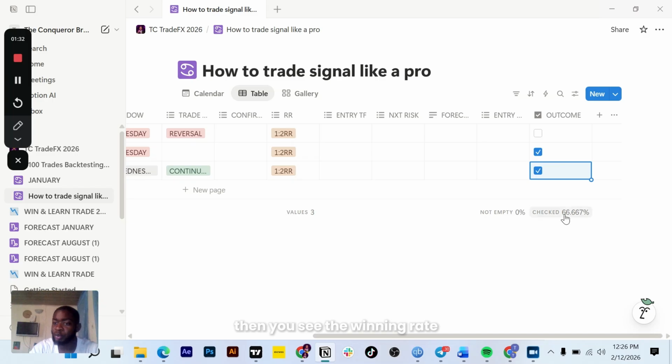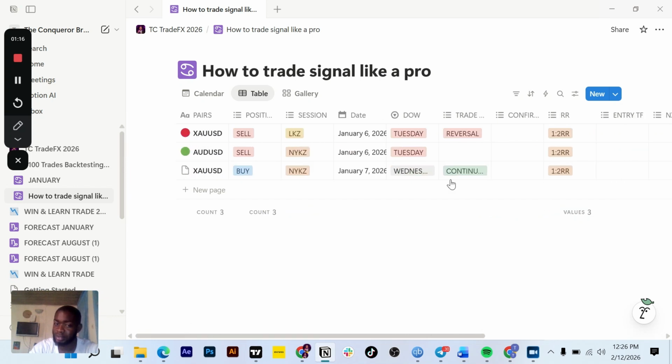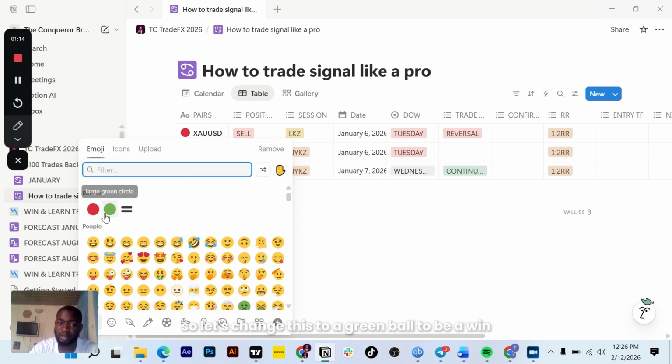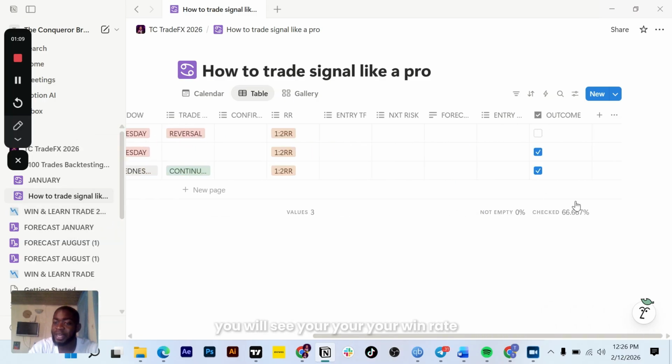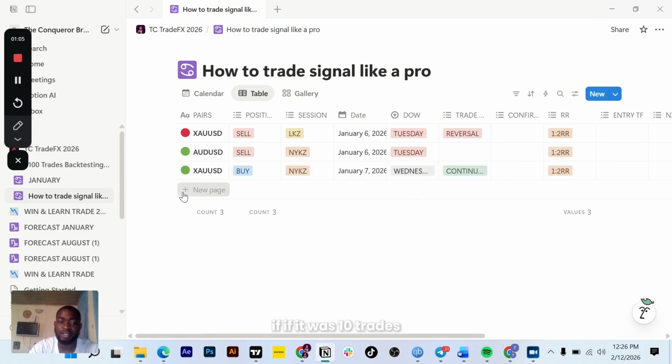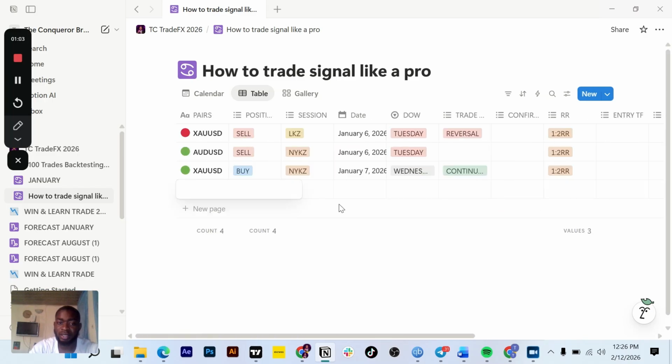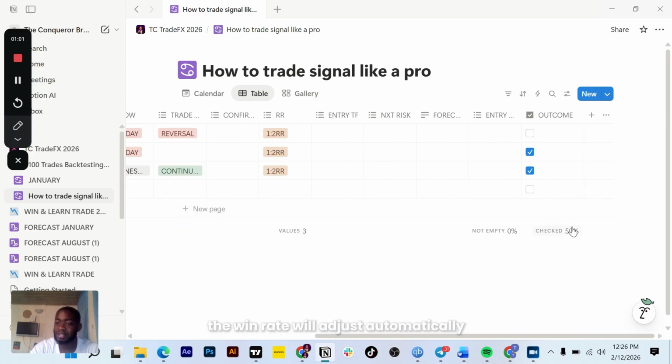Then you see the winning rate. This is where you'll be seeing the winning rate. See, when none of it was marked, it was 0, which means if all these trades were a loss, there will be 0 win rate. But when she won one, we have 33%. Then when she won two, 60% out of 3 trades. So let's change this to a green ball to be a win. So this is how you know. From here you will see your win rate. If it was 10 trades, the win rate will adjust automatically.